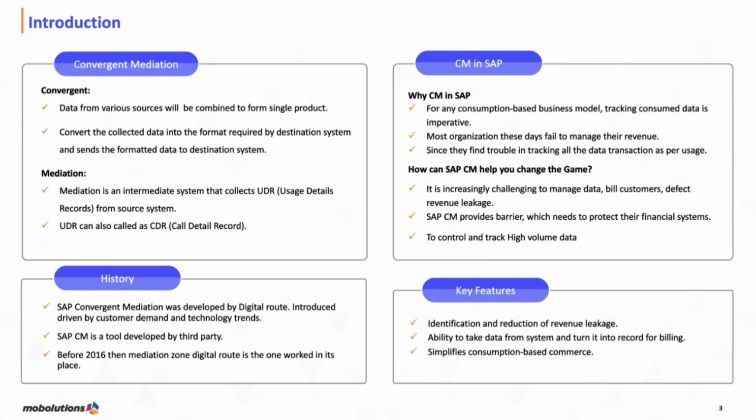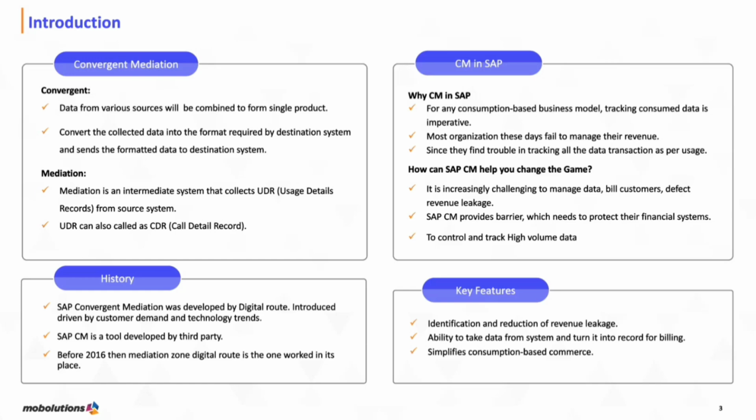Also, SAP CM allows you to control and track high volume data. If you want to track any of the data at any point in time, you can use SAP CM to track all the high volume data. Some of the key features of SAP CM are easy identification and reduction of revenue leakage. It will also provide you the ability to take data from the system and turn it into a different format or into a record for billing.